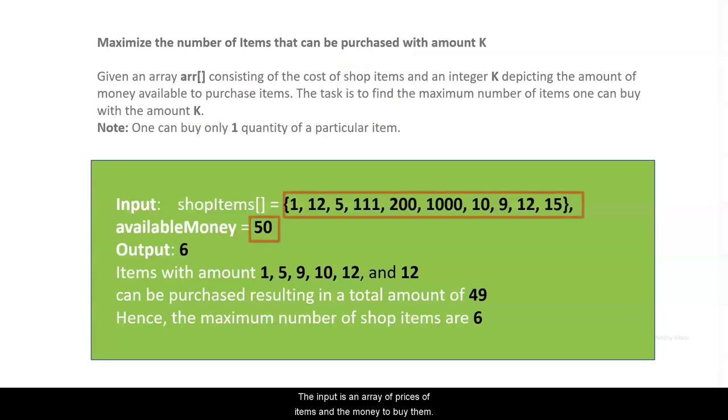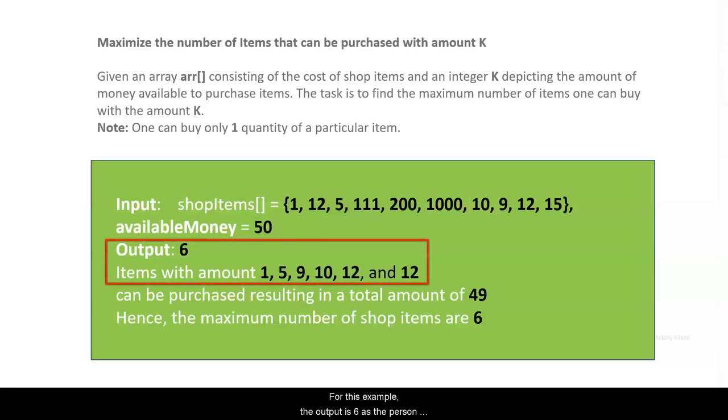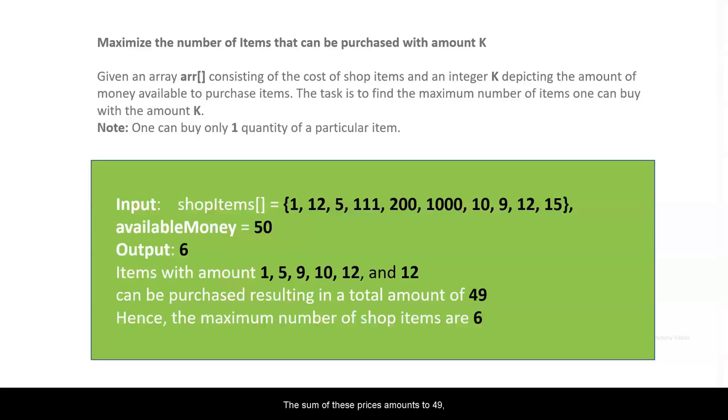The input is an array of prices of items and the money to buy them. Here in this example, 10 items are present and the available money is 50 of the same currency as the items. The expected output is the count of items that a person can buy with the available money. For this example, the output is 6, as the person can buy 6 items of prices 1, 5, 9, 10, 12 and 12. The sum of these prices amounts to 49, the maximum money he could utilize from the given money 50.